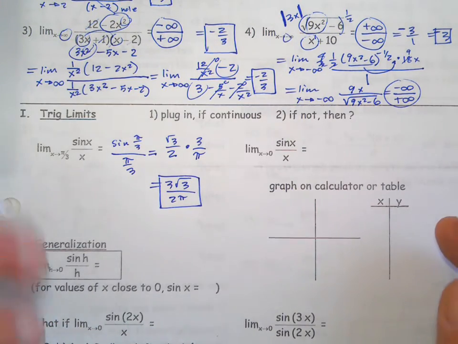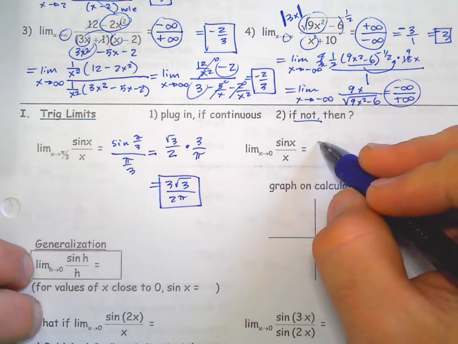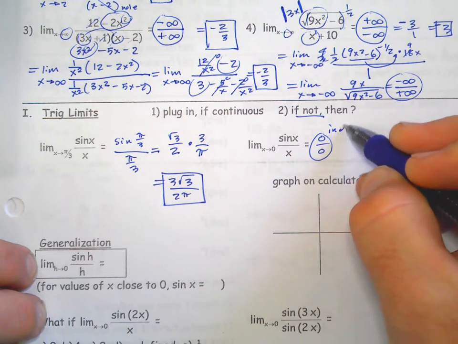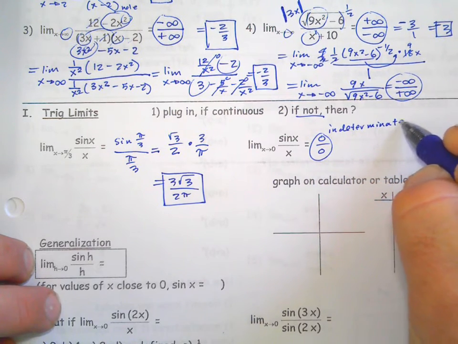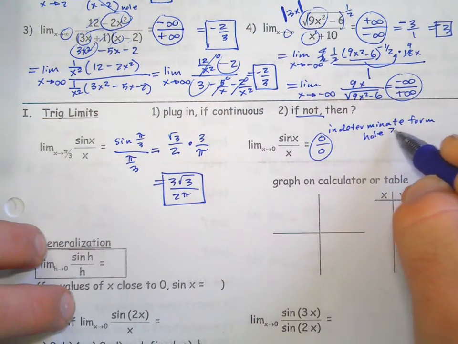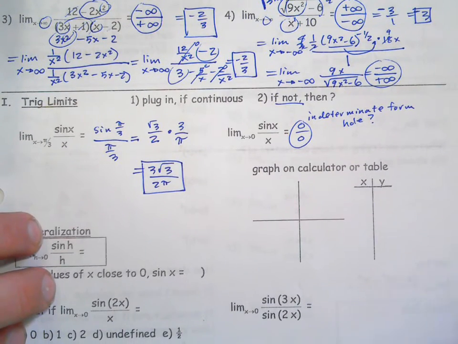So fine, but what if it's not continuous? What do you do? Like in this case right here, sine of 0 is 0 over 0. Okay, and this is an indeterminate form, which for now we've been saying that's probably a hole in the graph. But here's the problem: we can't factor the hole out this time. So how do we deal with this?